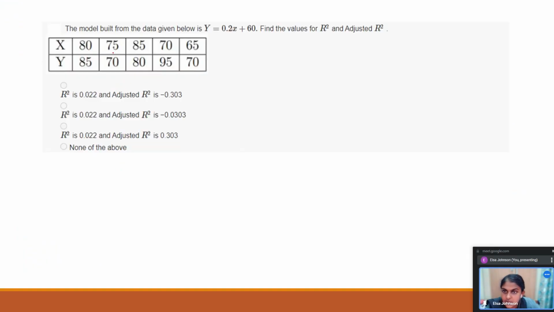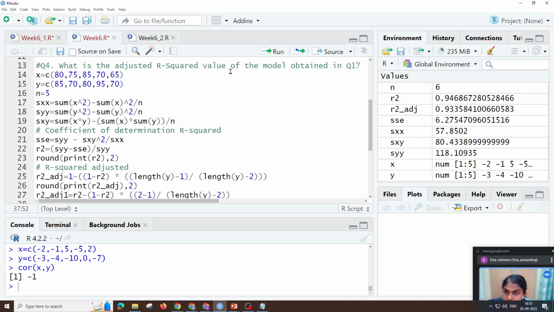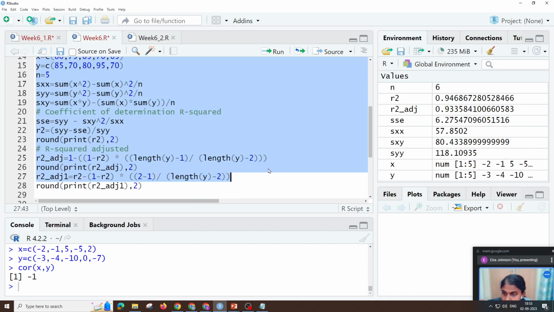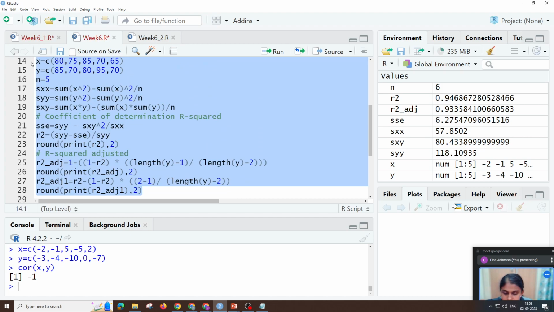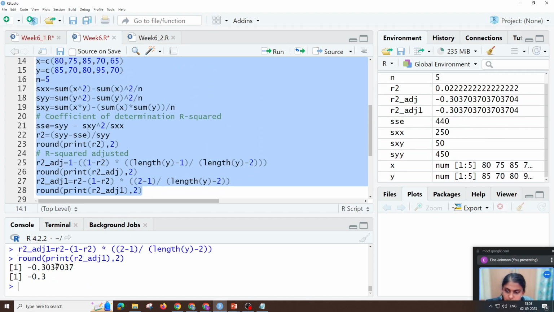80, 75, 85, 70, 65. So for this you have to find out x minus x bar, y minus y bar, then you have to predict using this equation, then y minus y cap the whole square, all those things you have to find, and at the end you have to find these three values and then find the r square. Okay, so directly I'll give the entire thing because it was solved just moments before. Okay, so you will get the r value and r square value and adjusted r square value like this.